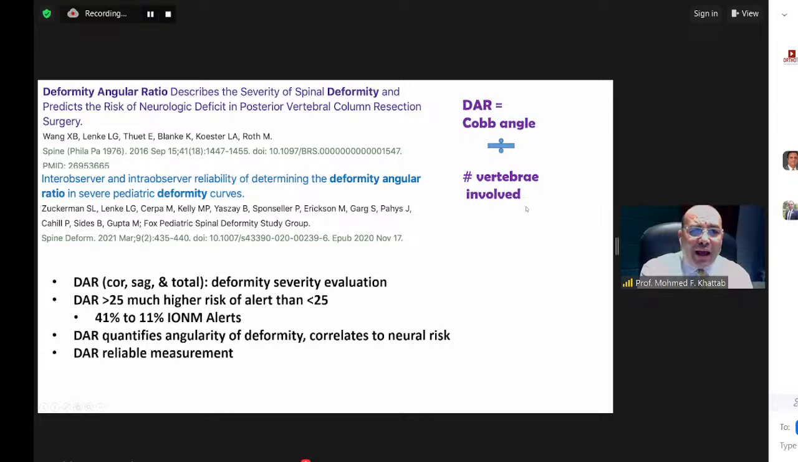And I'd like to highlight for the participants a paper published in 2016 by Larry Lenke, speaking about the deformity angular ratio, where you measure the Cobb angle and divide it by the number of vertebrae involved, either in the coronal or the sagittal plane. Before doing the posterior vertebral column resection, you calculate the risk. If the deformity angular ratio is more than 25, you may suspect up to 41% intraoperative neuromonitoring alerts. So it is mandatory to measure the deformity angular ratio before doing the BVCR.